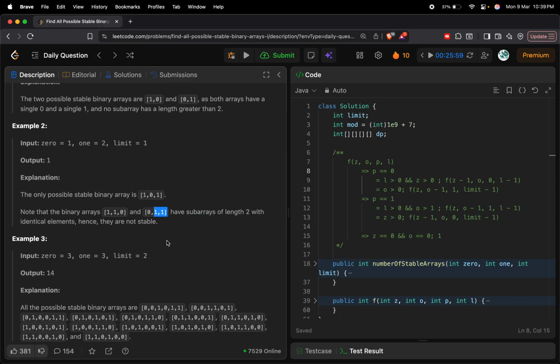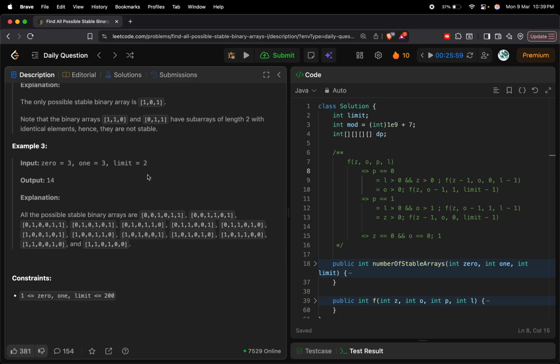Now look at this example, where the limit is 2. The array we form will contain this many zeros and this many ones, and there is a restriction that the maximum number of consecutive zeros is equal to this limit. We cannot have a subarray with more than 2 continuous zeros or more than 1 continuous one. So this is one key takeaway I derived just by looking at the examples.